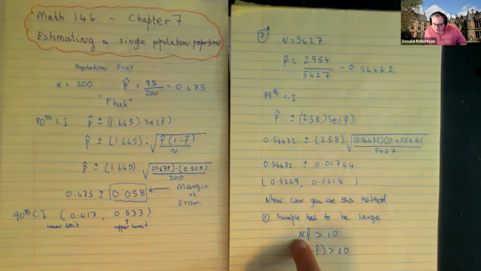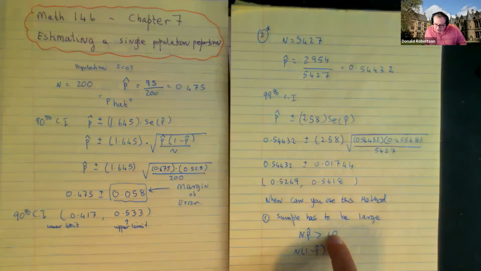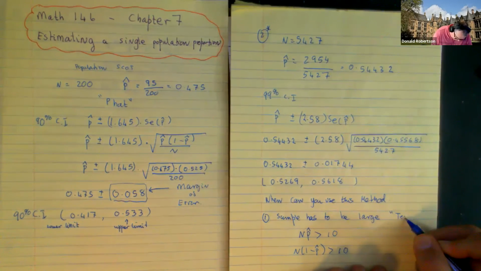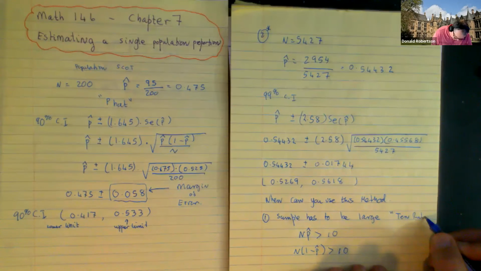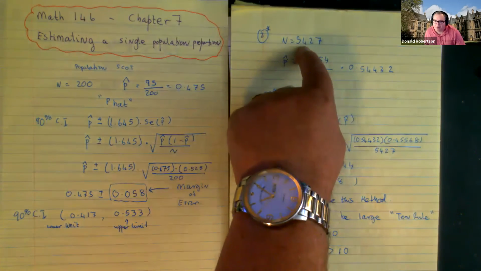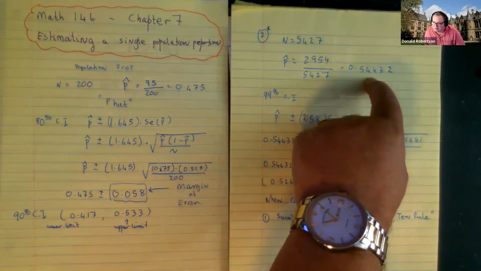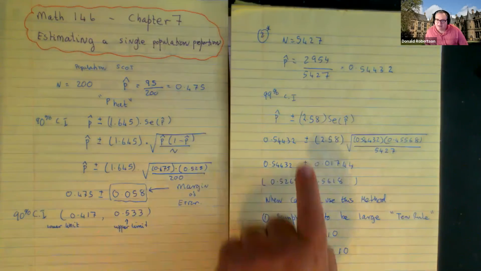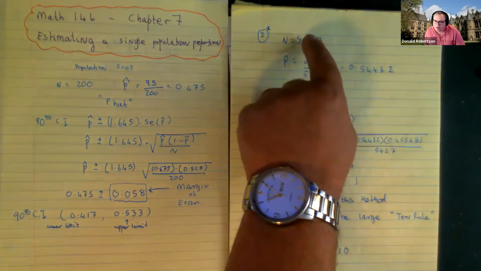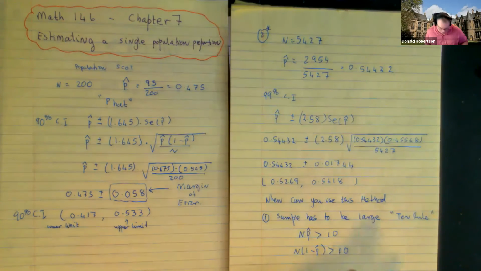Large means that n times p hat has to be bigger than 10 and n times 1 minus p hat must be bigger than 10. It's very often called the 10 rule for pretty obvious reasons. Now, if you want to know what that calculation is, it's basically that number times this guy. N is 5427 and p hat is this. So if you multiply that by that, is your answer bigger than 10?